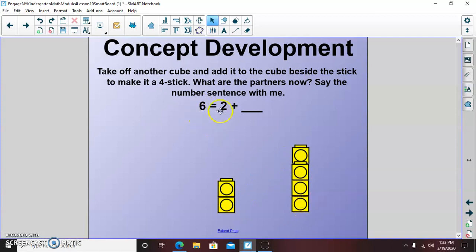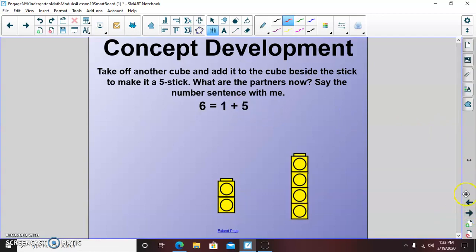Yep. 6 equals, where'd they get this 2? Very good, right here, this part right here. 2 plus, what's our other part? 1, 2, 3, 4. Very good. So this is a new challenge for Mrs. Merritt. I'm going to try to write a 4 with my mouse. There we go. 6 equals 2 plus 4. Great job.